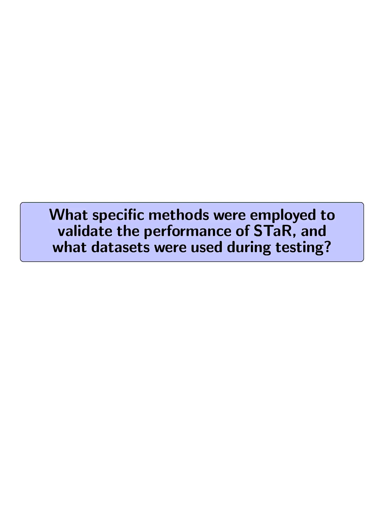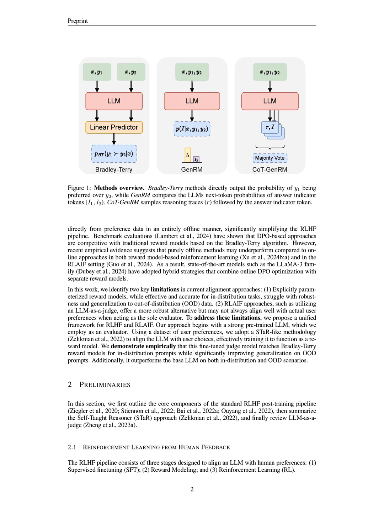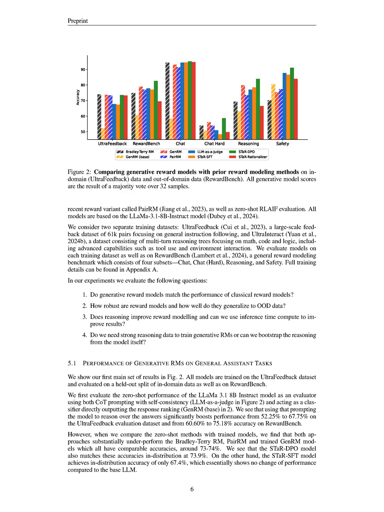The performance of the self-taught reasoner, STAR, was validated through experiments using two primary datasets, ultrafeedback and ultrainteract. Ultrafeedback is a large-scale feedback dataset containing 61,000 pairs focused on general instruction following, while ultrainteract consists of multi-turn reasoning trees that emphasize math, code, and logic tasks.